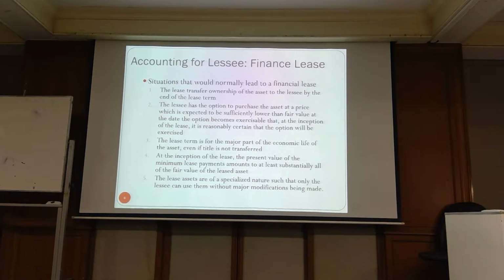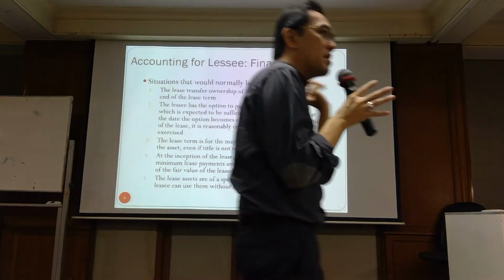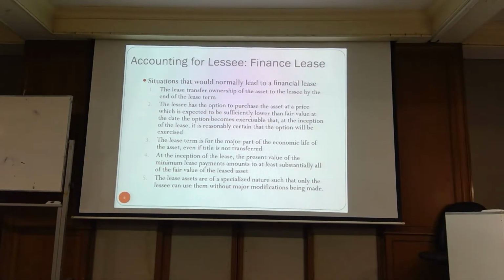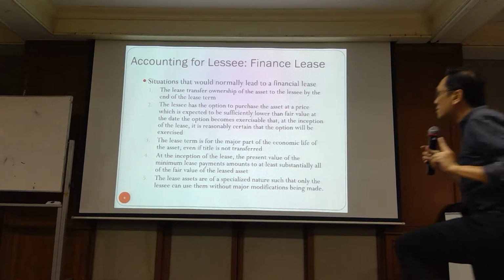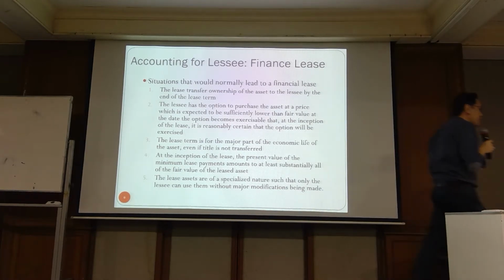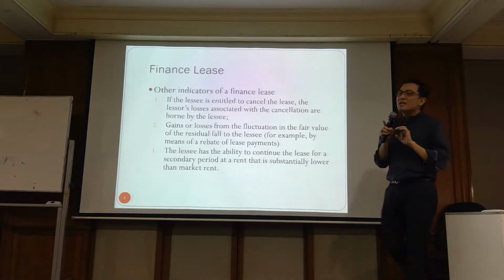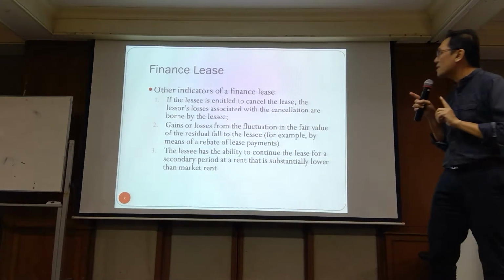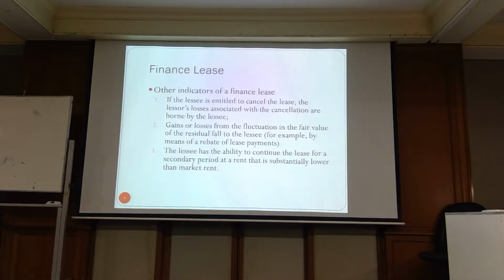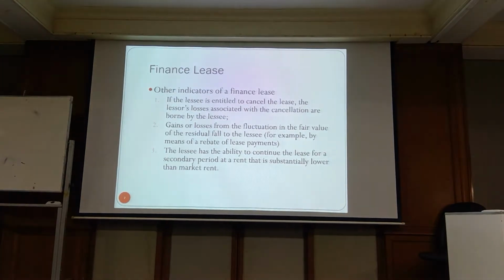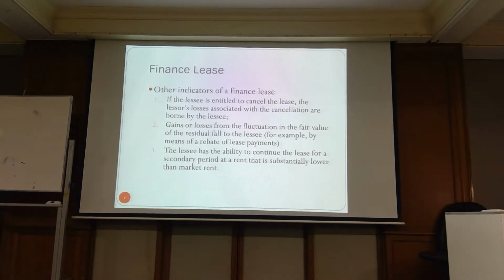So we got 5 situations. And also, if you go to the next slide, we have 3 indicators. For the indicators of a finance lease, first, if the lessee is entitled to cancel the lease, the lessor's losses associated with the cancellation go to the lessee. So the lessee is taking care of that.